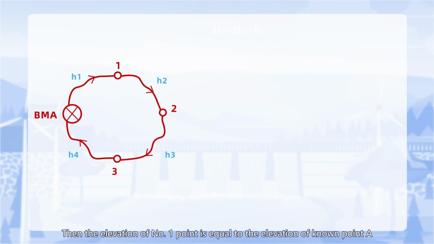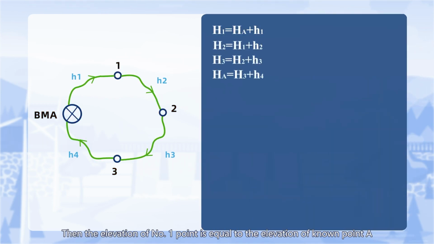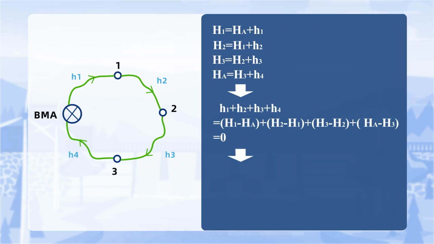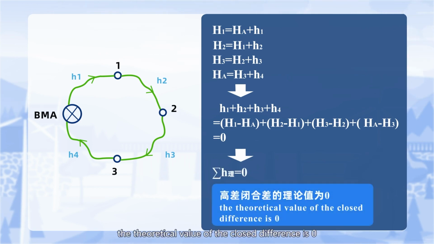Then the elevation of point 1 is equal to the elevation of known point A plus the first segment elevation difference h1, and the elevation of point 2 is equal to the elevation of point 1 plus the second segment elevation difference h2, and so on. We can cancel the elevations on both sides of the equation and find that h1 plus h2 plus h3 plus h4 equals 0, so in the closed leveling route, sigma h equals 0. That is, the theoretical value of the closed difference is 0.